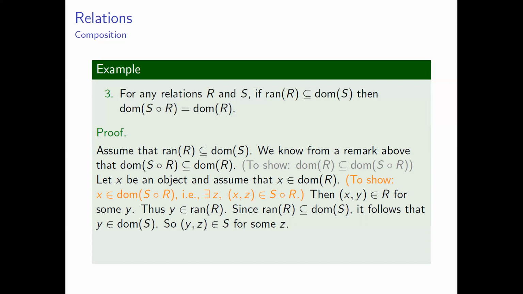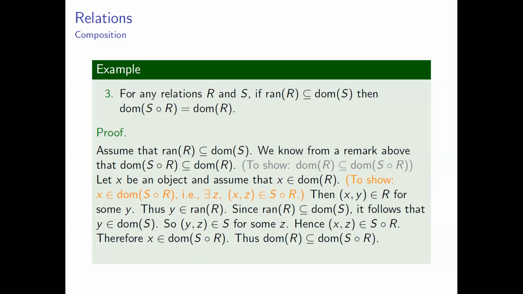So again, by the definition of domain, there is an ordered pair YZ in S for some object Z. Hence, XY is in R and YZ is in S. So by the definition of composition, XZ is in SR. Therefore, X is an element of the domain of SR, which shows that the domain of R is indeed a subset of the domain of SR.